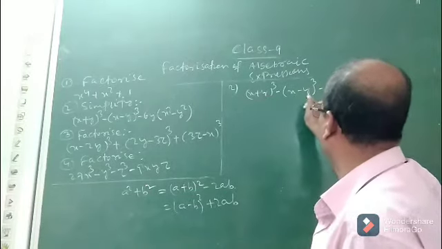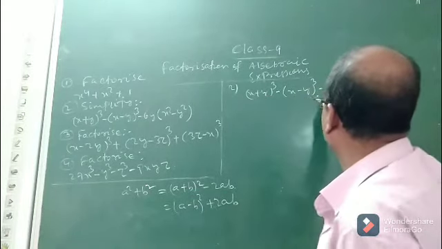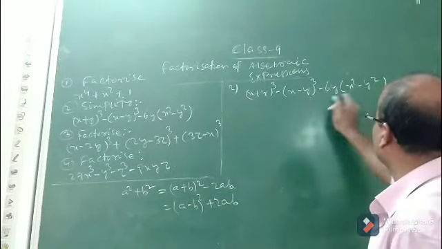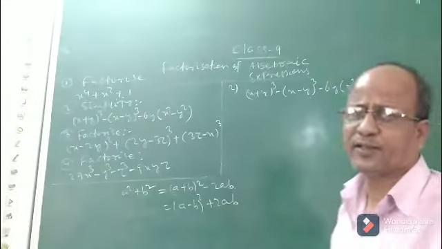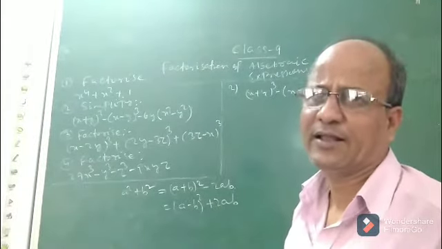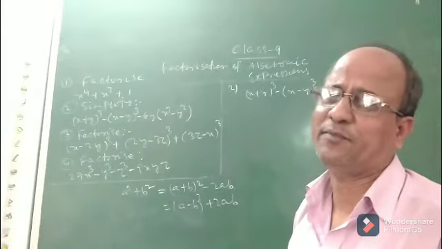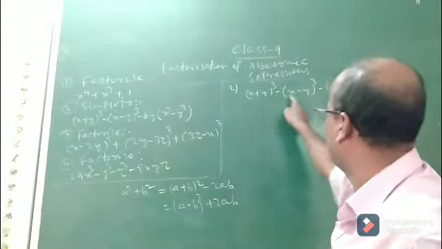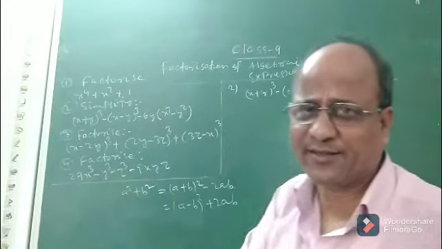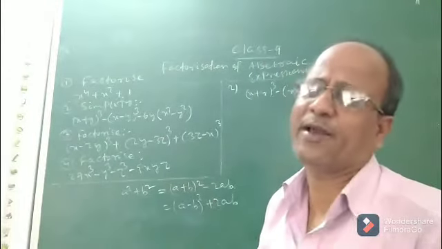If you take this one a, this one b, a cube minus b cube, but it is not in the form. The third term is not in the form of minus 3ab into a minus b. Had it been in the form of minus 3ab into a minus b, then this is a cube minus b cube minus 3ab into a minus b, which is equal to your a minus b whole cube.